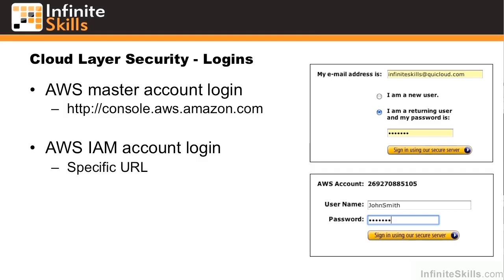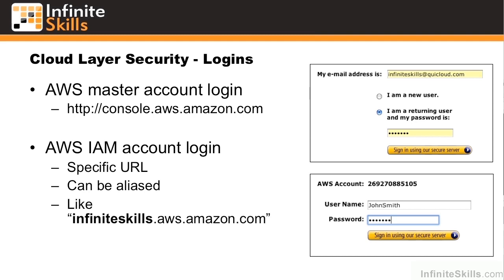Notice that the URLs for these are going to be completely different. The master account login is going to be console.aws.amazon.com. The IAM account login is going to be given to you at creation time. It's going to be an ugly long URL, something like 29627.something.amazon.com, but it can be aliased, so you can do stuff like make your login URL be infiniteskills.aws.amazon.com. Please note the differences.